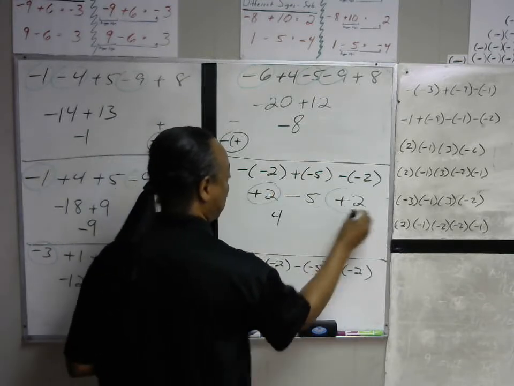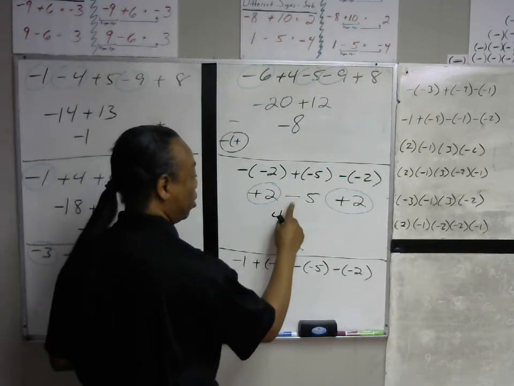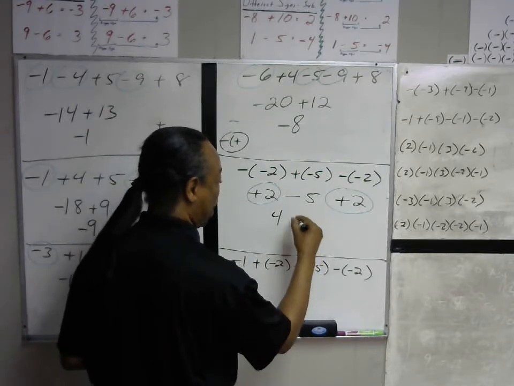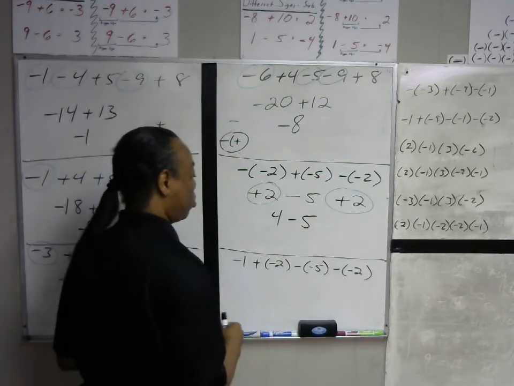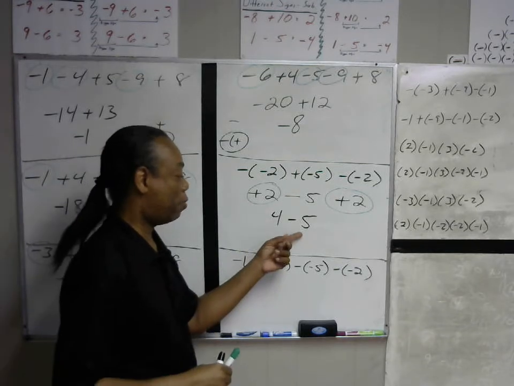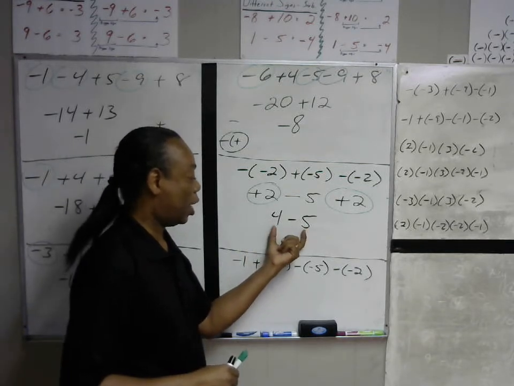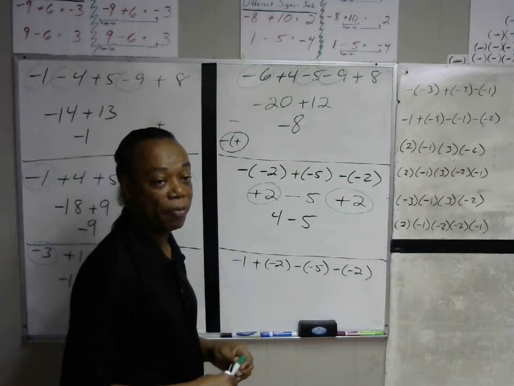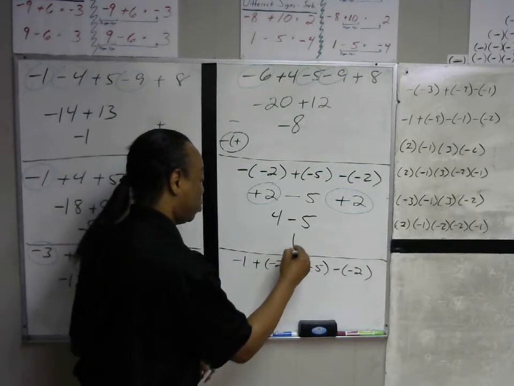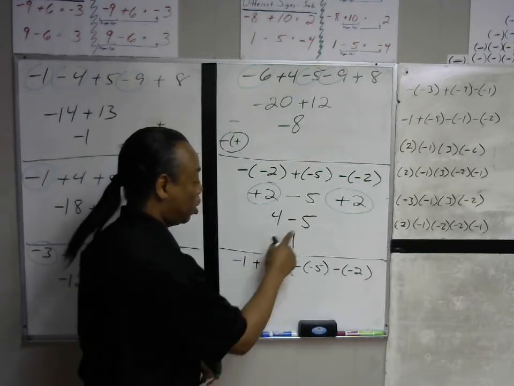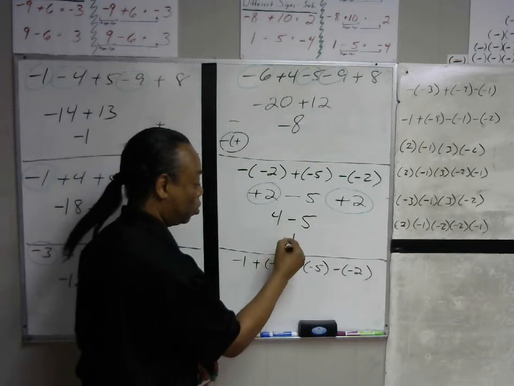So again, same signs add. Then the -5 doesn't need to add to anything, so it comes down. So we have a +4 and a -5. Different signs will subtract. So 5 take away 4 leaves us 1. And the bigger sign wins. The 5 is bigger and it's negative. So it's going to be a -1.